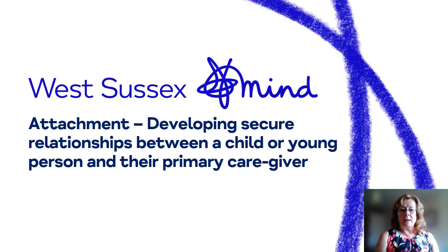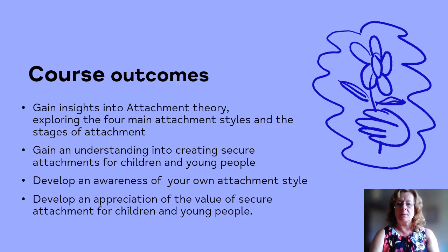Developing secure relationships between a child or young person and their primary caregiver. The aim is to gain insights into attachment theory, exploring the four main attachment styles and the stages of attachment, aiming to support an understanding in providing a secure attachment with children and young people, whilst developing an awareness of your own attachment style and an appreciation and value of a secure attachment for children and young people.